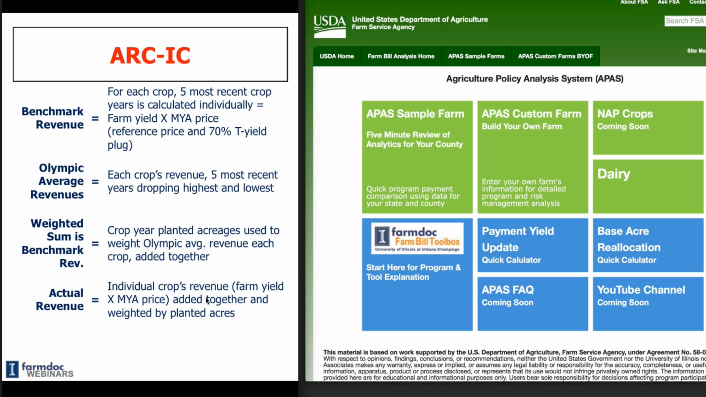Here's just the calculation again, kind of highlighting the same issues that we were just discussing. Market year average price, you calculate the crops individually to get a revenue. You get the Olympic average of the revenue. Keeping in mind Olympic average means dropping the year with the highest and the year with the lowest. Then you weight those Olympic average revenues and add them together. And that is a quick look at the ARC individual program calculation.